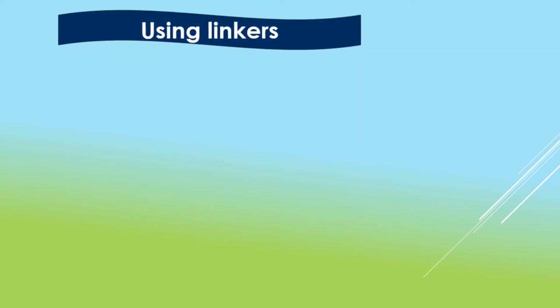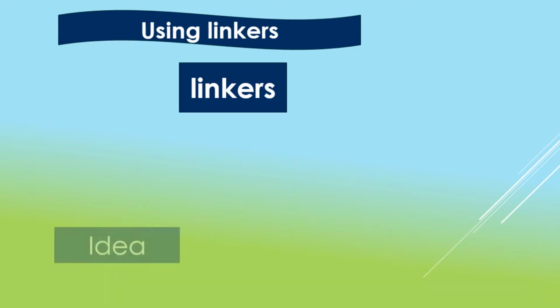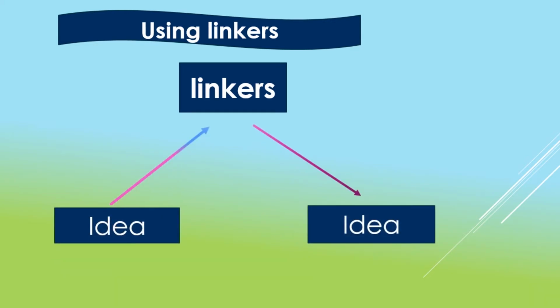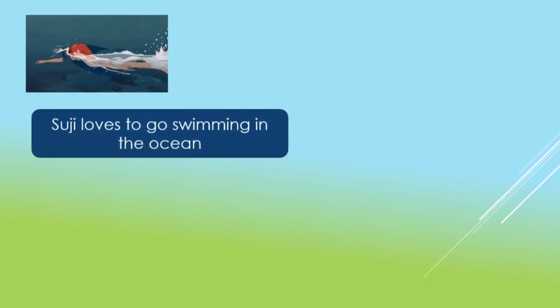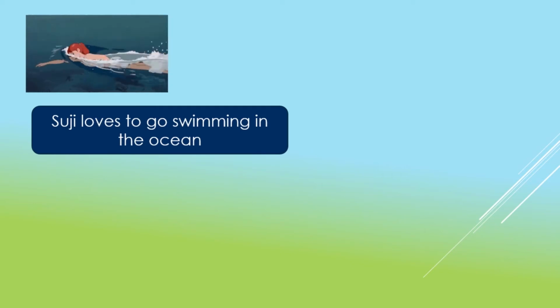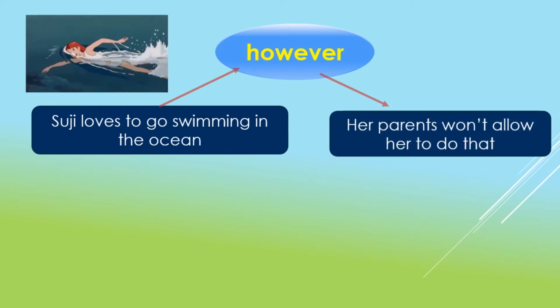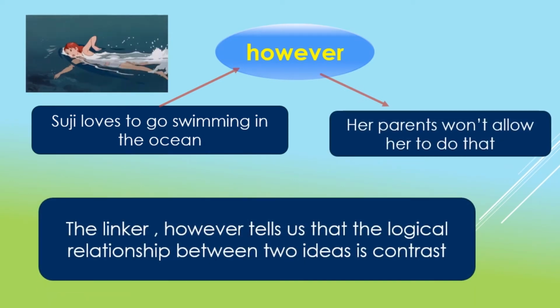What can we do using linkers? Linkers will connect one idea to another idea. Let us see one example. Susie loves to go swimming in the ocean. However, her parents won't allow her to do that. The linker, however, tells us that the logical relationship between two ideas is contrast.